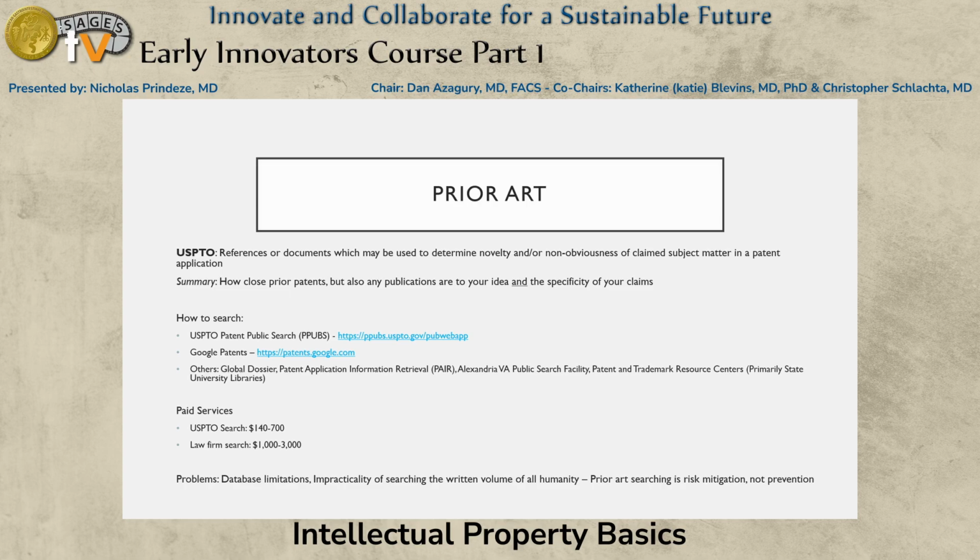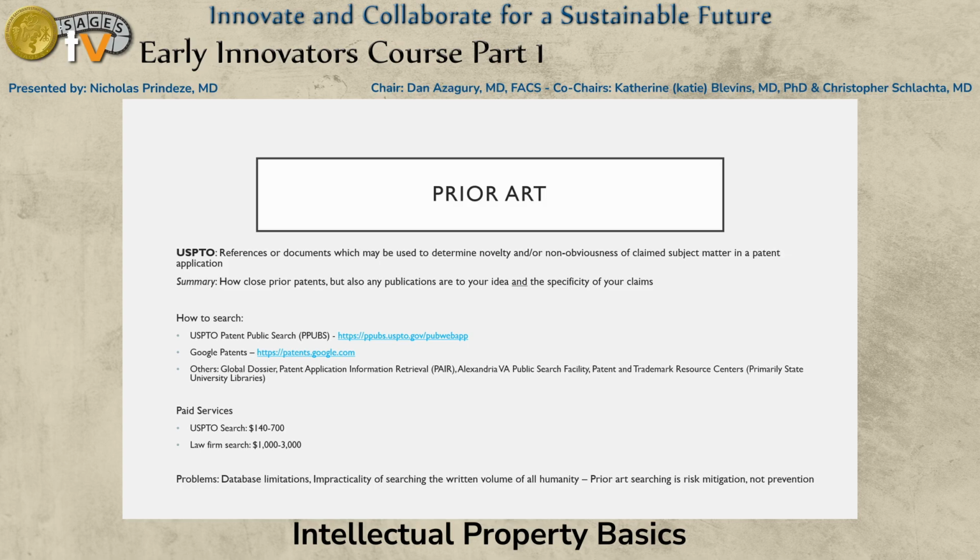So how do you search for patents? There's a couple references I put here. These are all straight off of the USPTO's website. The USPTO has their own search area, PPubs. There's Google Patents, which is pretty good, but you may find that there's some missing content there. There's also a whole bunch of other references that I pulled from the USPTO that I listed here as well.